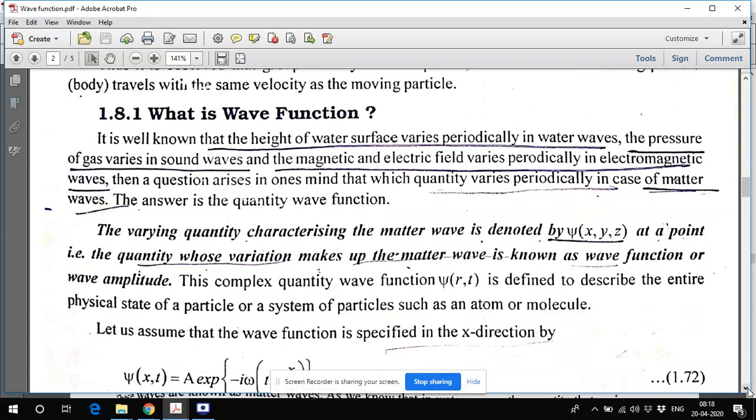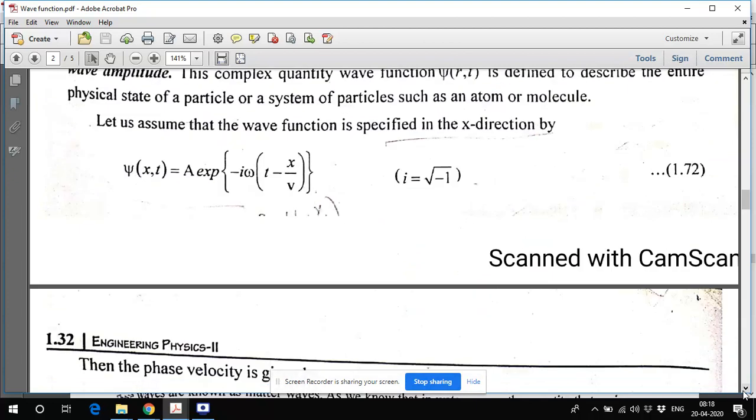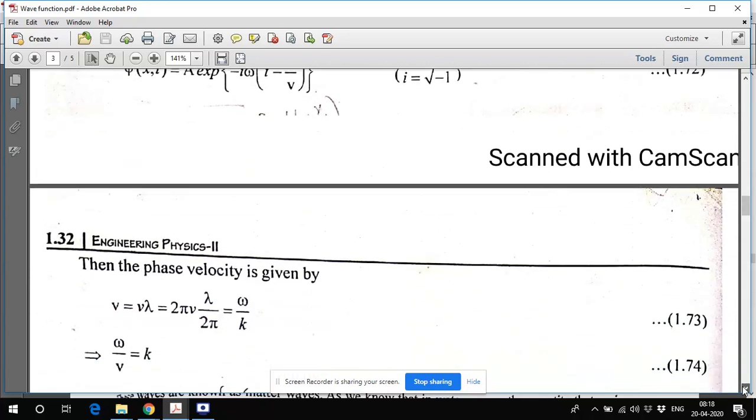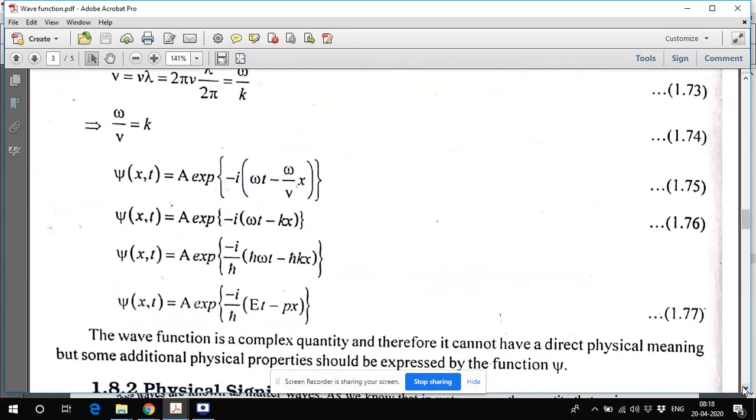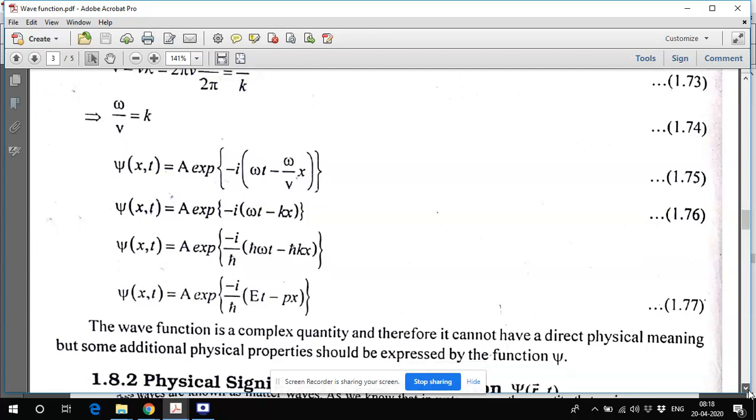So what is the wave function? It's very simple. It's a varying quantity. The matter wave is denoted by ψ(x, y, z), three-dimensional, at a point. That quantity whose variation makes up the matter wave is known as the wave function. And we represent this wave function in this way: ψ(x,t) equal to A exponential of minus iota ω (t − x/v), where iota, you know, is the root of minus 1, this imaginary quantity. So we can represent ψ in a variety of forms. As I told you, ψ is equal to A exponential of minus i/ħ (Et − px). So you can represent it in this way also.